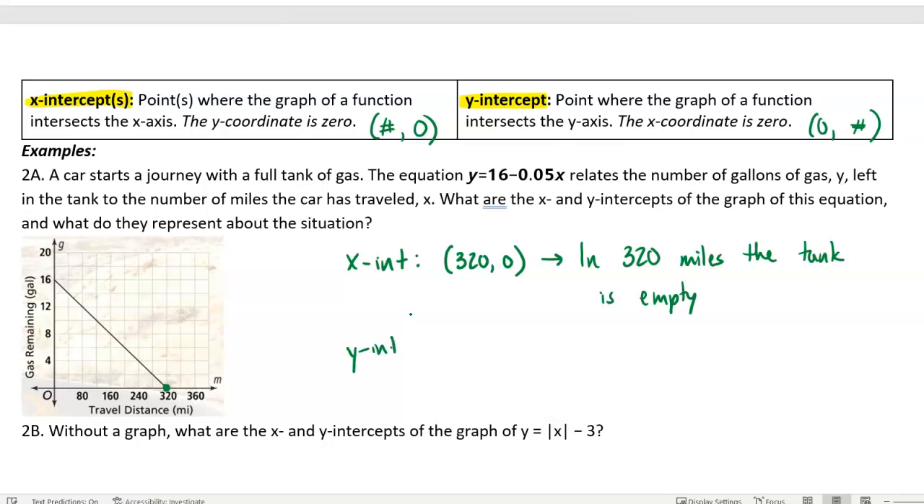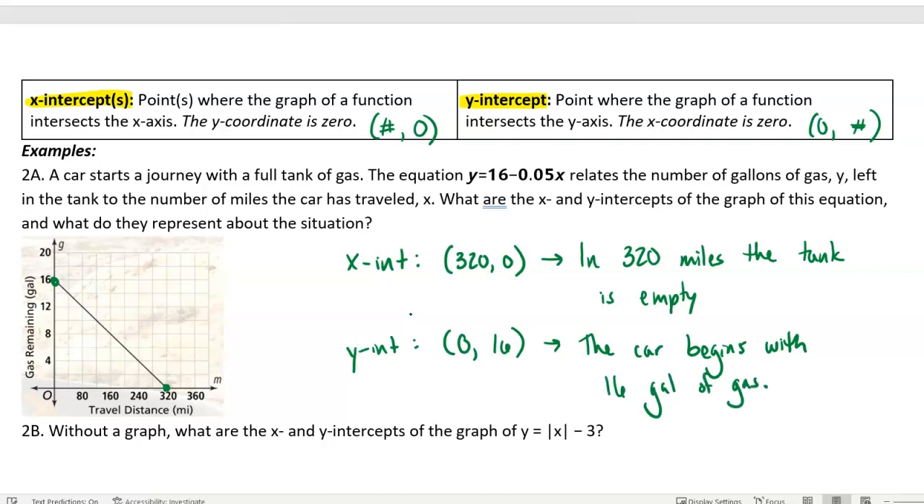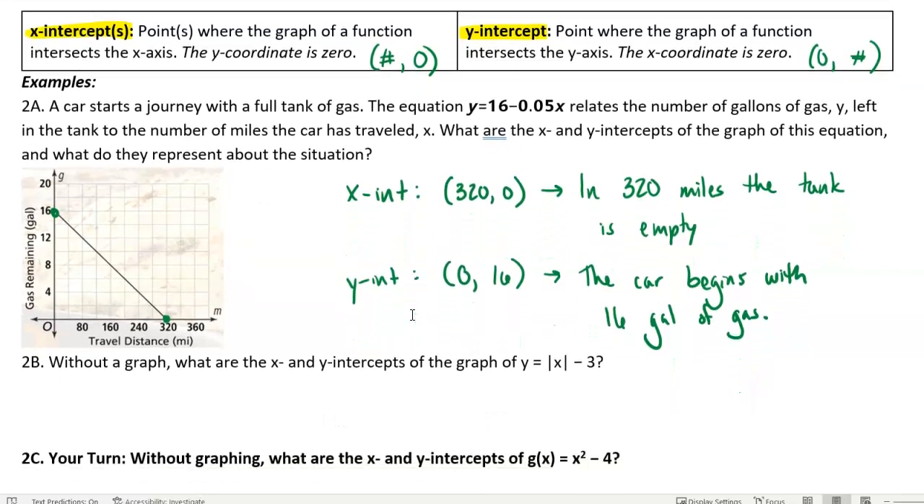So the y-intercept, that's where it intersects the y-axis. And again, that's where x is 0, y is 16. So there's a couple ways we could phrase this. You could say after 0 miles, the tank has 16 gallons of gas. You could say the car starts with 16 gallons of gas. That's what I would say. However you want to phrase it, that's what the y-intercept would represent.